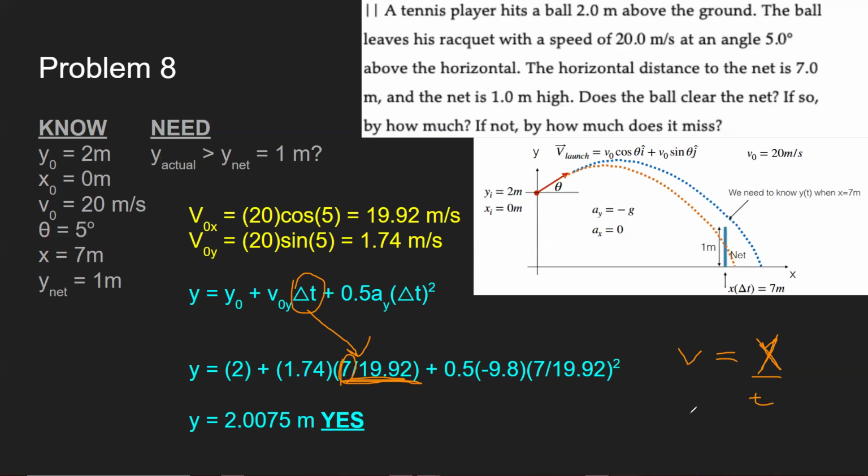And for one thing, we don't even know that anyways. So we could not use that. But you can only use this formula if the velocity is constant, and the velocity in the x direction is constant. So we are able to use this to find time. So that's what makes this one a little bit tricky.